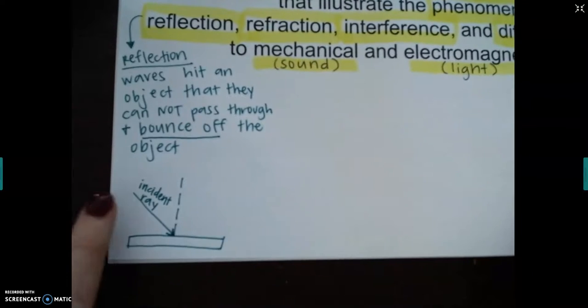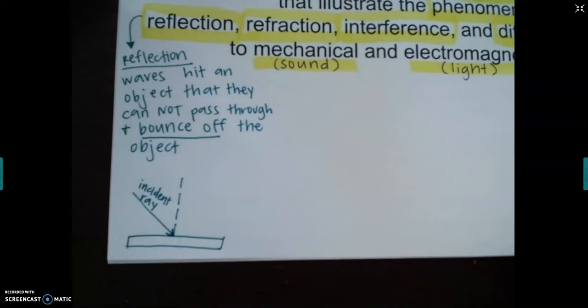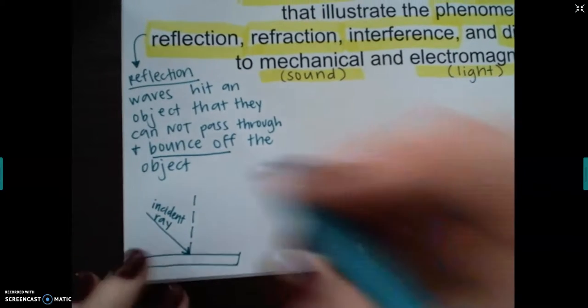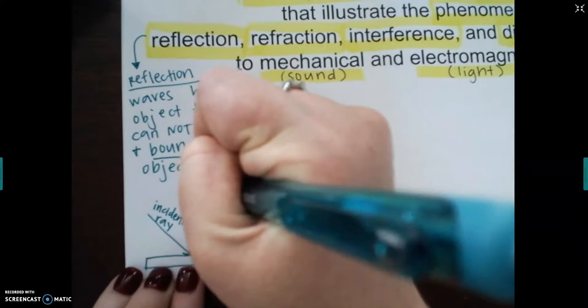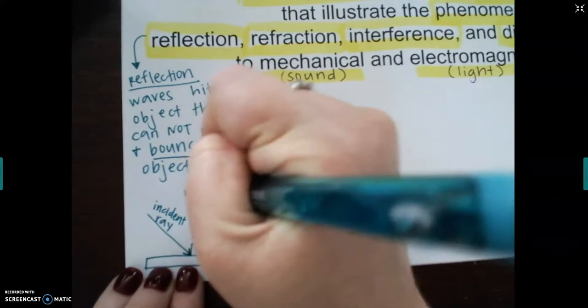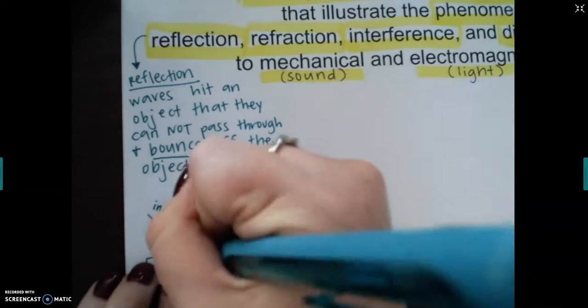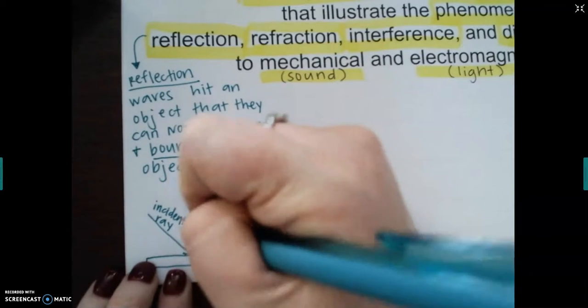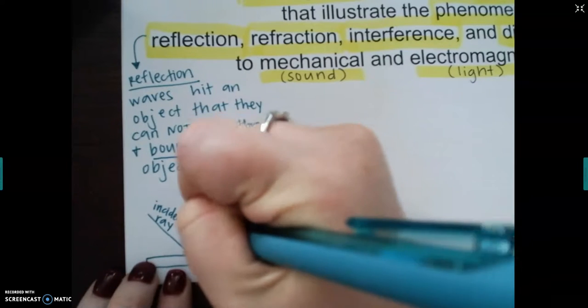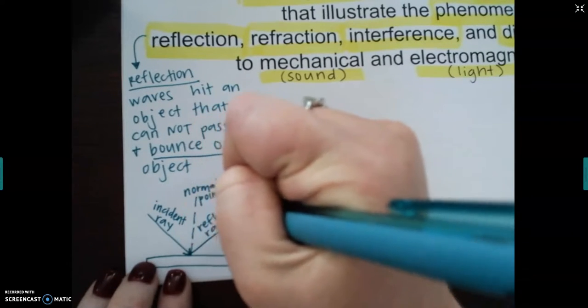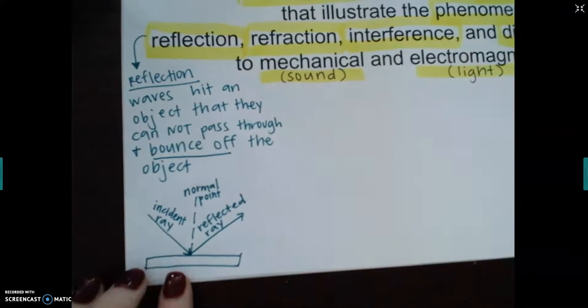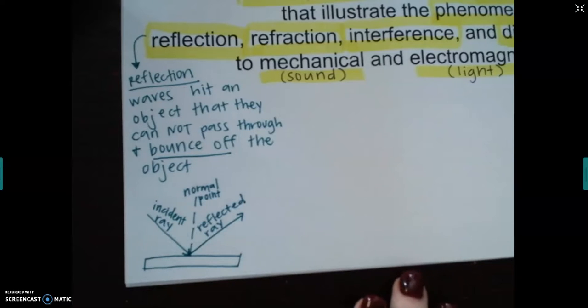And so I'm going to write that incident ray. So the incident ray is the one traveling towards the object before it hits it. When it hits the object at the normal point, it then is going to bounce away, and that's going to be called the reflected ray. Let's go on.